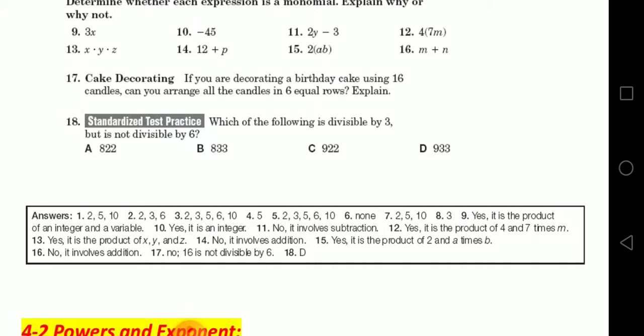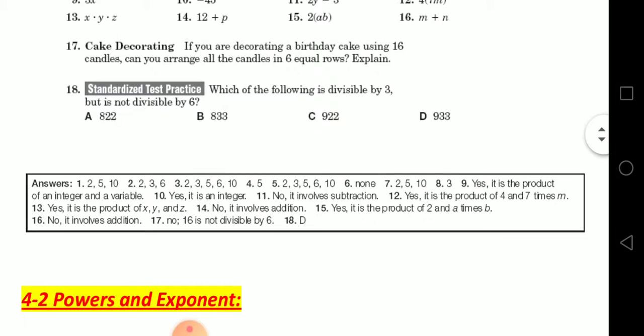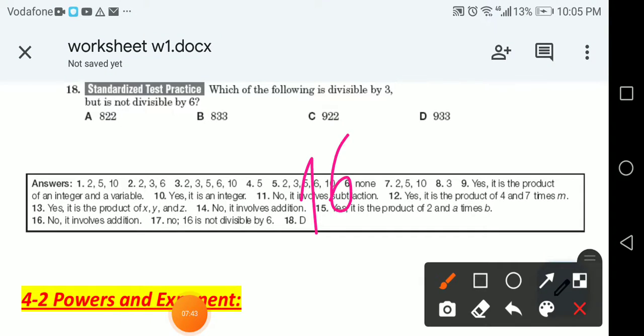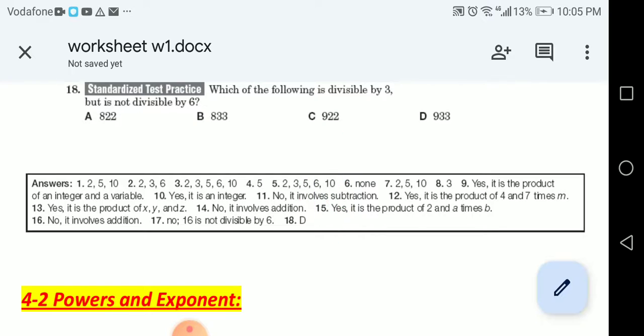So, do you think 16 is divisible by 6? Of course not. You can use the divisibility rule: the addition of the digits of 16 gives you 7. 7 is not divisible by 3, and as you see, it's not divisible by 3 or by 6. By that, I hope you understood everything, guys.